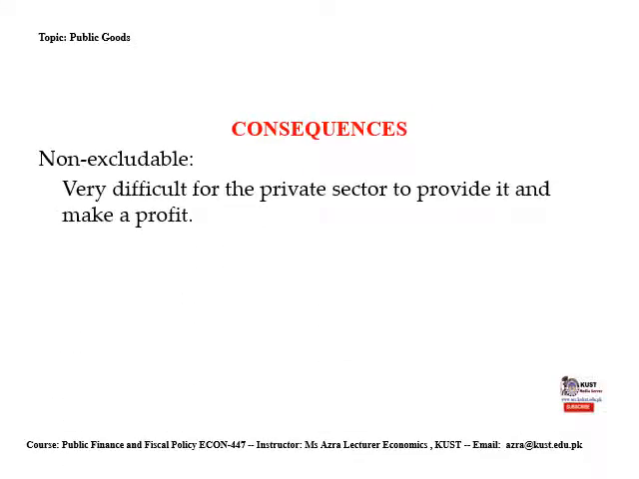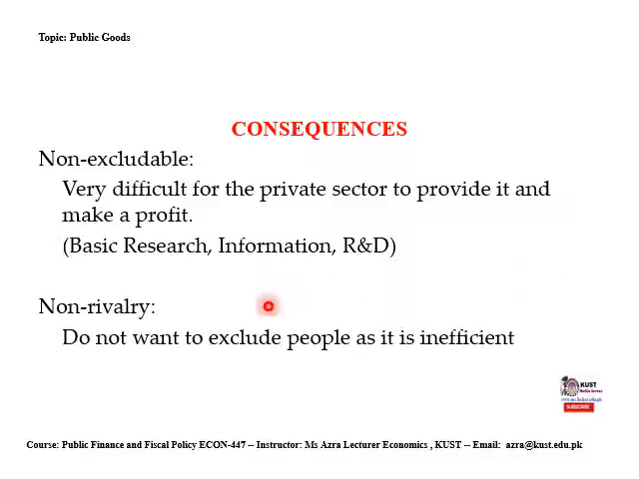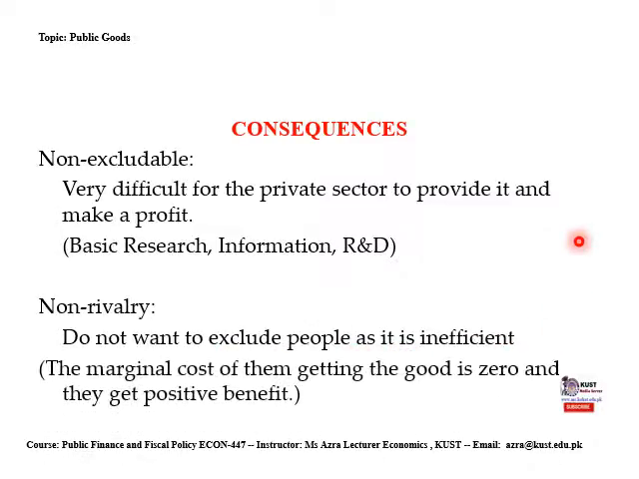Consequences: for non-excludable goods, it is very difficult for the private sector to provide them and make a profit. Examples are basic research, information, research and development. For non-rival goods, we don't want to exclude people as it is inefficient. The marginal cost of them getting the good is zero and they get positive benefit.